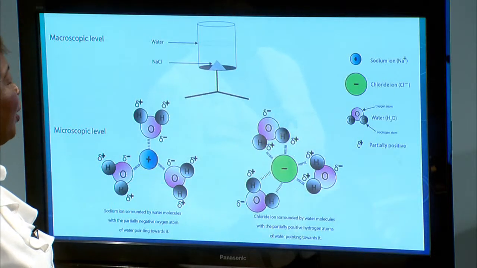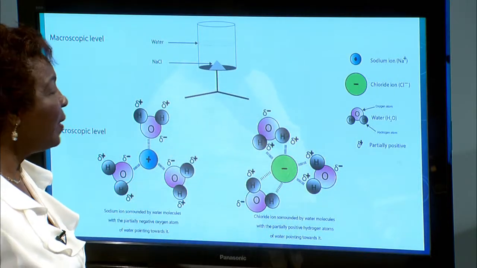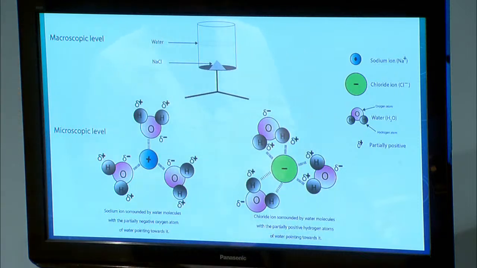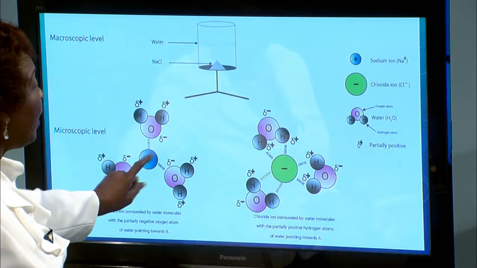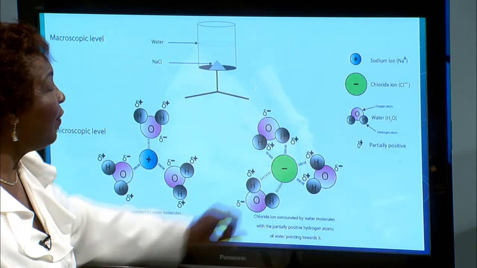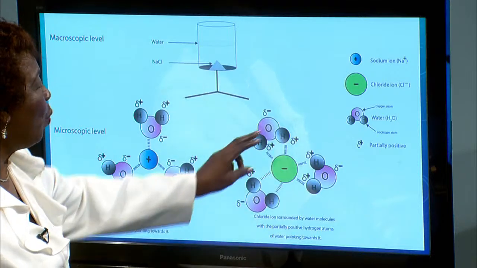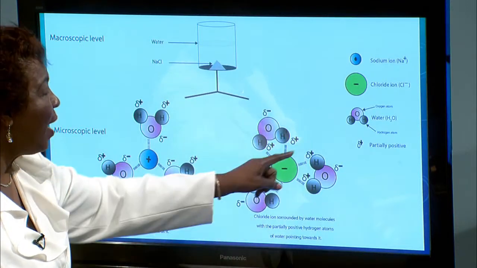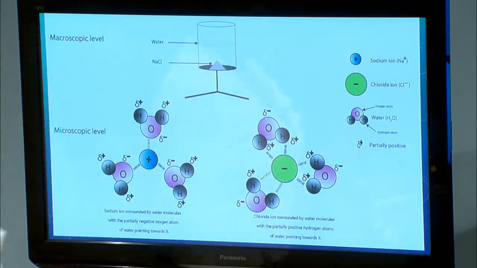It's very simple. You don't have to use colors. You simply use your pencil and you make sure that you label so that it is very clear. The positive ion here for sodium, the negative chloride ion, the water molecule, and then the partially positive delta positive shown there beside the hydrogen.